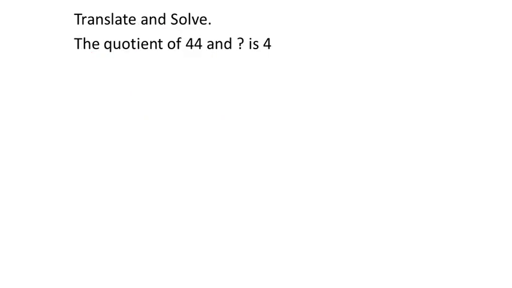Okay, let's translate and solve this one because it's got a question mark in there. We're looking at a quotient. So we're going to put a division symbol in there. Now, it's the quotient of 44, so that has to come first. If it said "divided into," then it switches the order, but a quotient should be pretty direct here. It's the quotient of 44, and then we've got this question mark. If we see the word "is," we're looking at an equal sign, and it is 4.